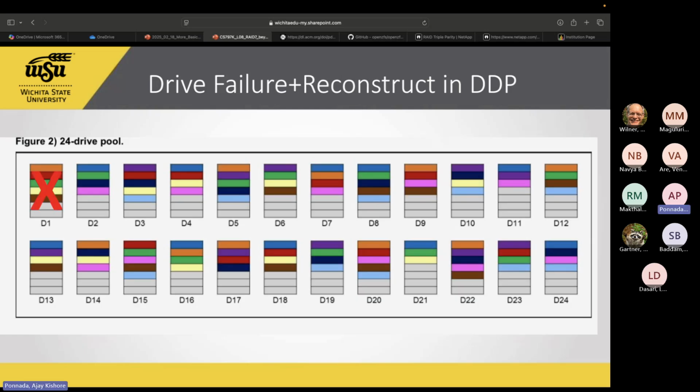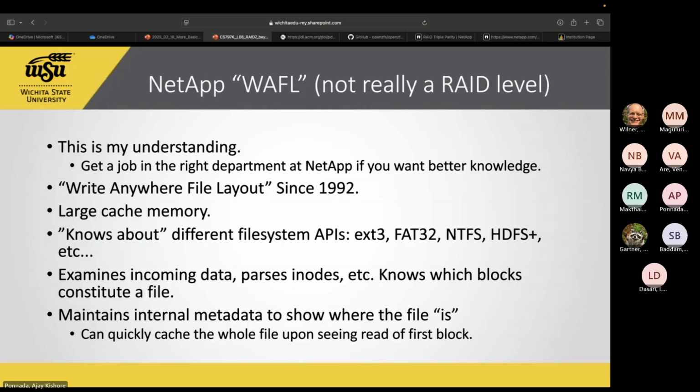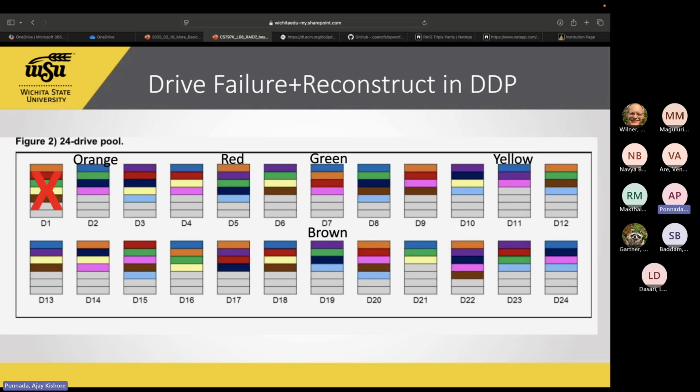So what if one drive failed and we need to reconstruct in DDP? Orange, red, green, yellow, brown, these are different stripes, 1, 2, 3, 4, 5. We look at the metadata and we know how to do the calculations. If one of the pieces fails, we know how to reconstruct it.